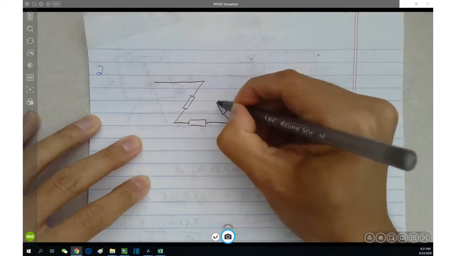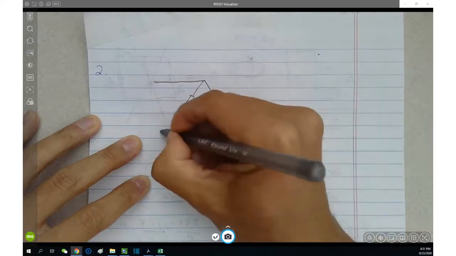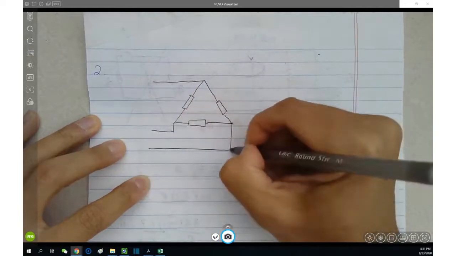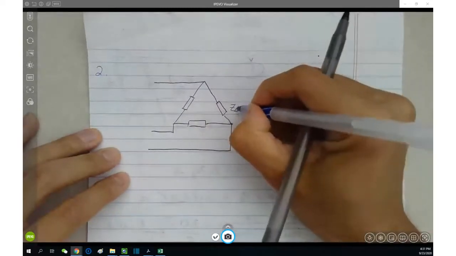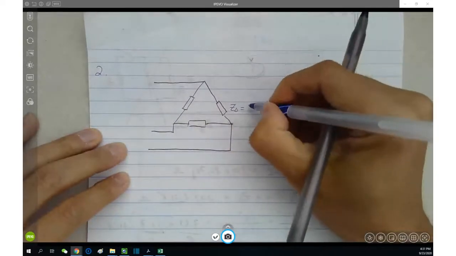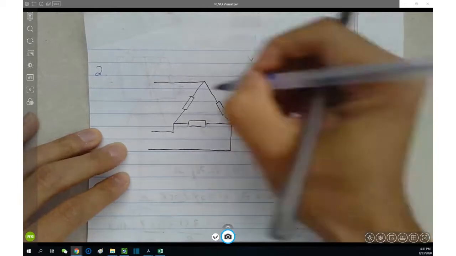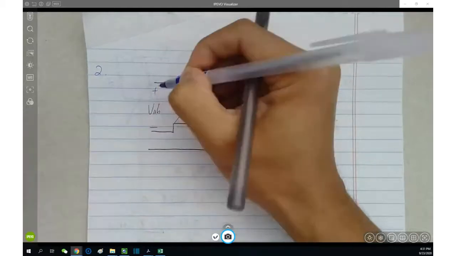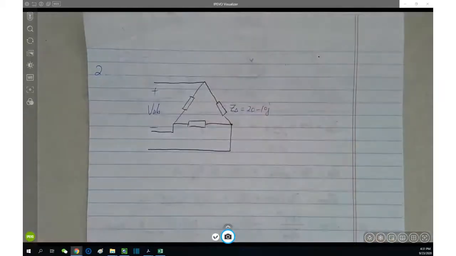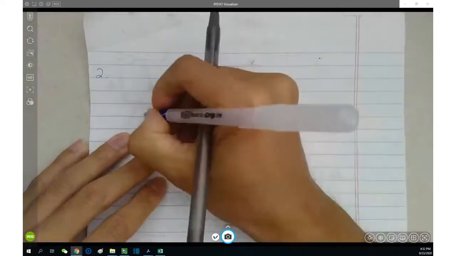I forgot to do this. Anyways, circuit here, right? So balance the load as this. Right? So the given is what? First of all, you gotta be very clear what are given, right?